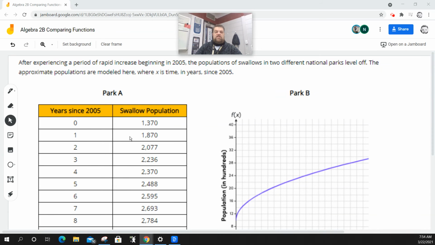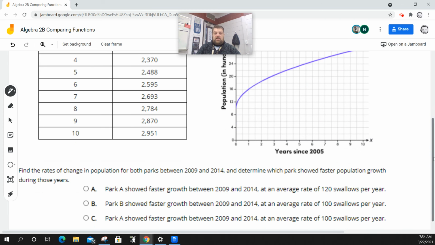So after experiencing a period of rapid increase in 2005, the populations of swallows in two different national parks level off. The approximate populations are modeled here where X is time in the number of years since 2005. Okay, so this is Park A and this is Park B. And then it says find the rates of change in populations in both parks between 2009 and 2014.